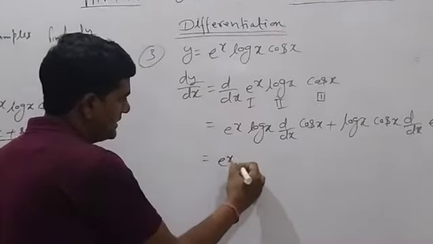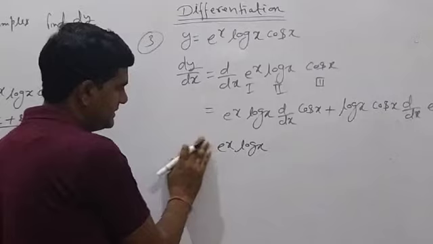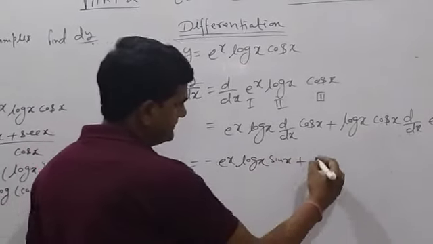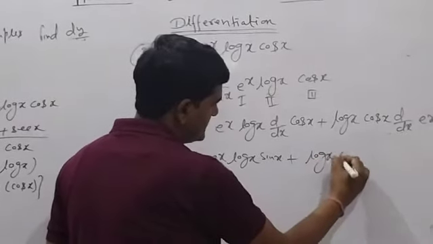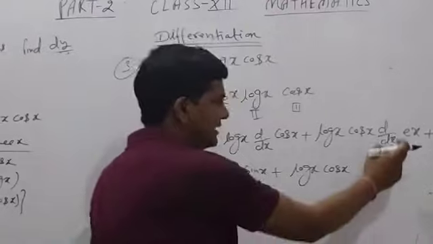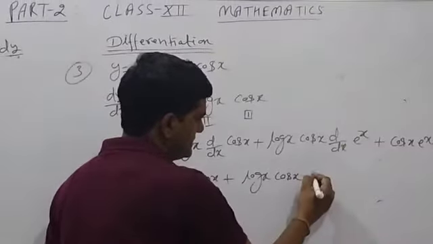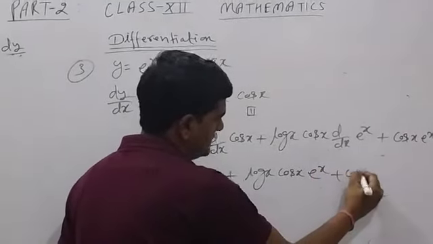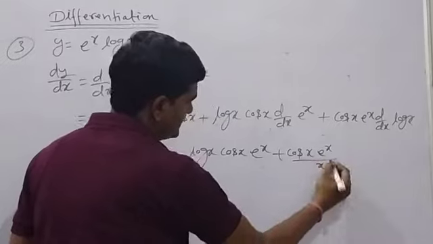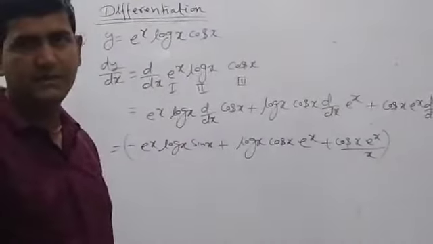Formula means e power x into log of x, and the derivative of cos x gives a minus sign, so minus sin x. Plus log of x into cos of x. What is the derivative of e power x? E power x. So e power x plus cos of x into e power x, and the derivative of log x is 1 by x. Now this is the answer of the third example. Understood?